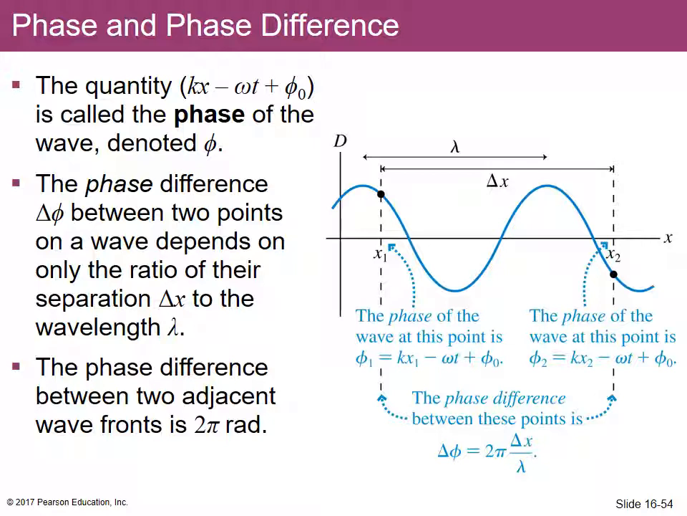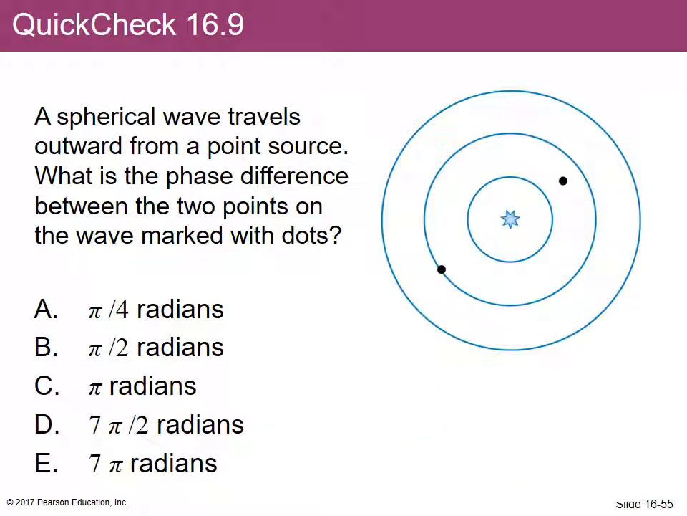Now we will consider looking at the phase difference between two different points on a wave. This is called the phase difference. The phase difference is the fraction of the wavelength between the 2 points times 2 pi. Another problem for consideration.